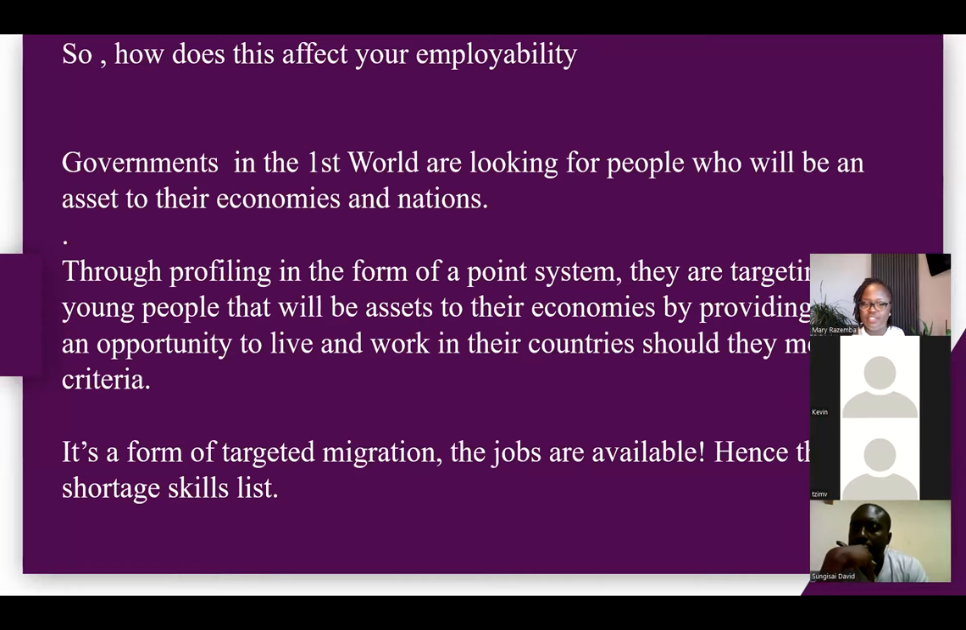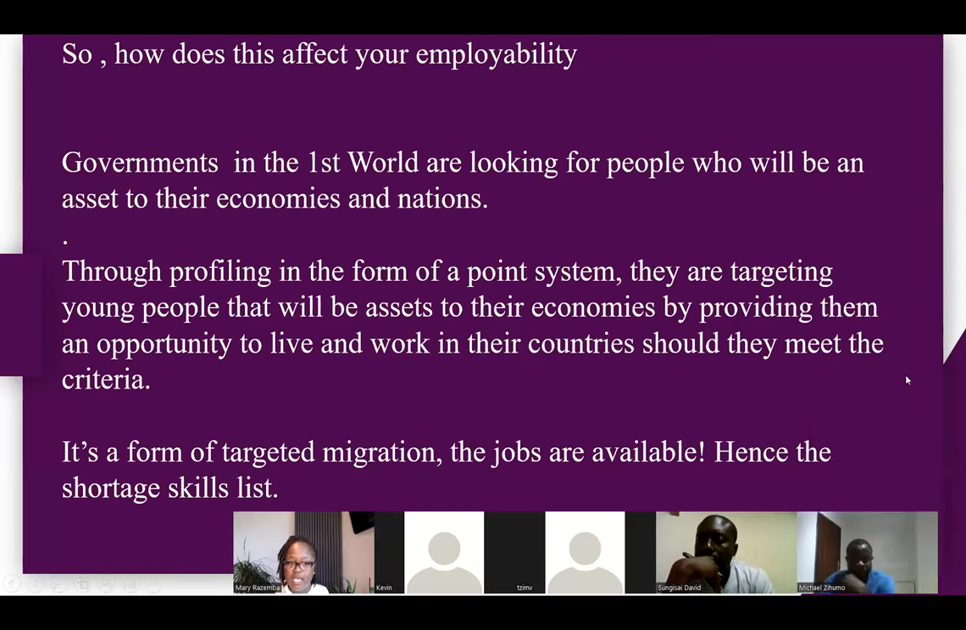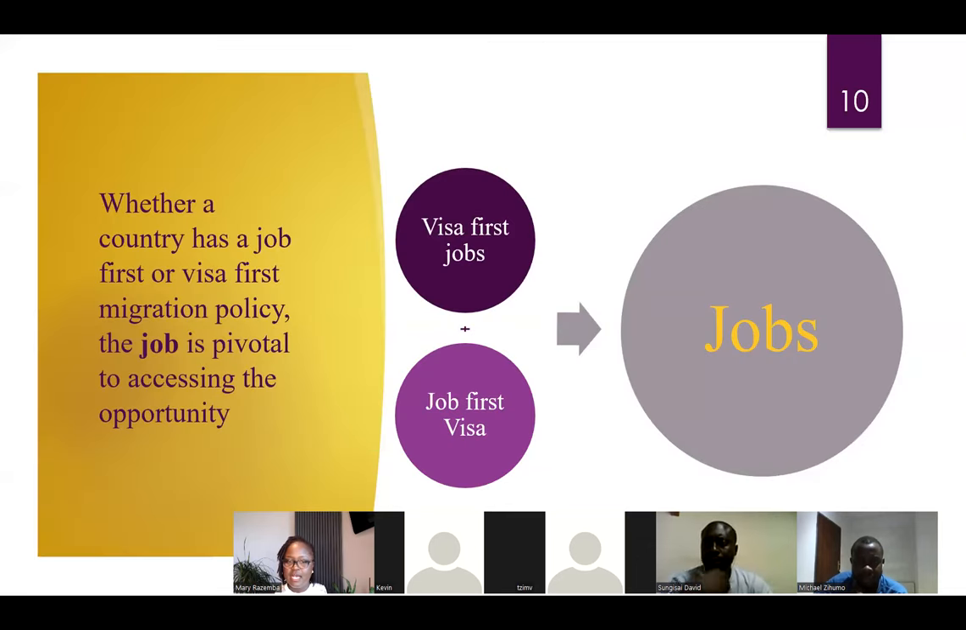Okay, people who will be an asset to their economies and nations. Through profiling in the form of a point system, they are targeting young people that will be assets to their economies by providing them an opportunity to live and work in their countries should they meet the criteria. This is the point system that we are talking about. It's a form of targeted migration, but this simply means that the jobs are available. And I have some statistics to share with you just to prove that the jobs are available.